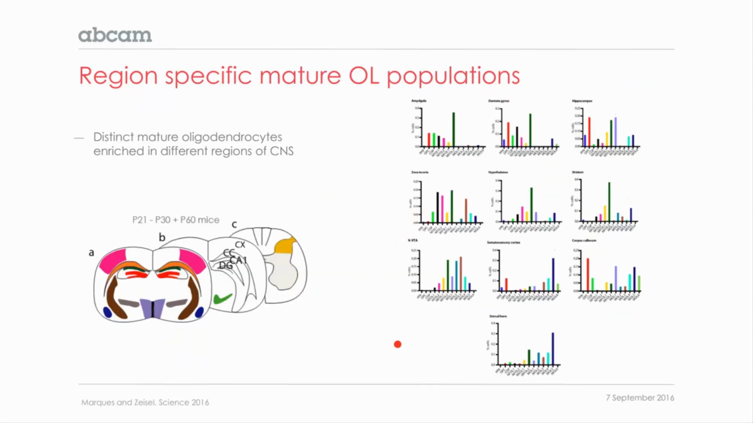Another way that we can analyze the data is by seeing how the different populations that we have identified are enriched in the different regions that we have examined. And what we could see, for instance, was that some of the mature populations seem to be particularly enriched in some of the regions, suggesting that distinct mature oligodendrocyte types are enriched in specific regions.